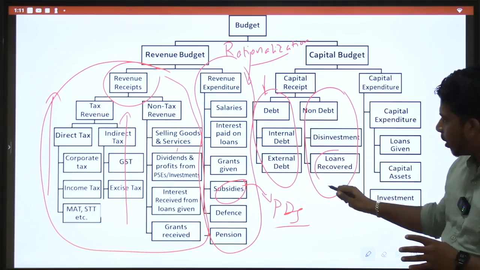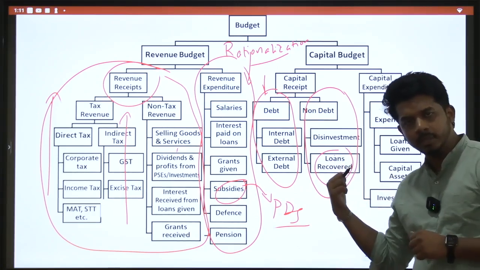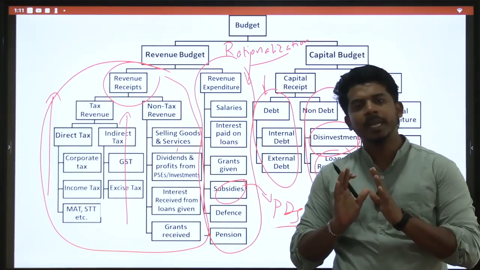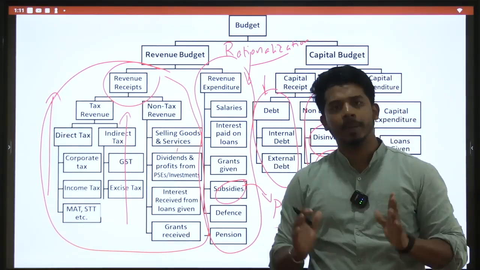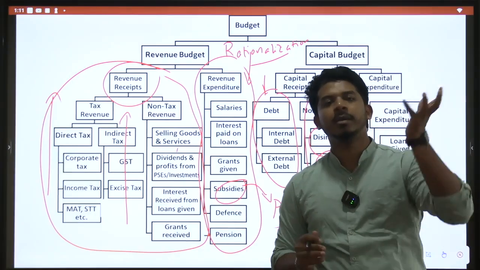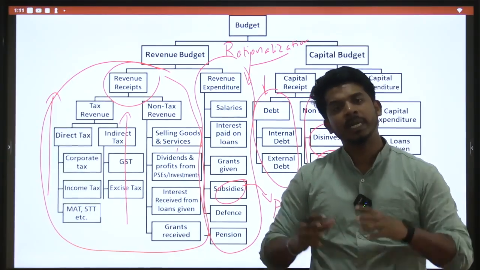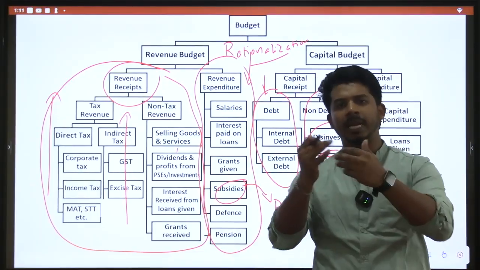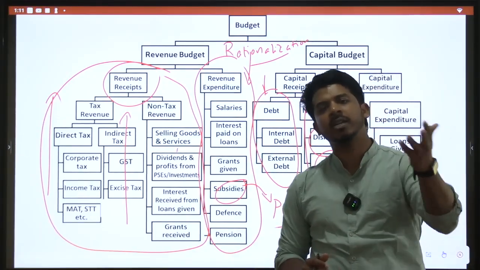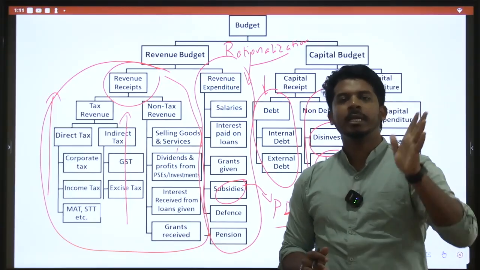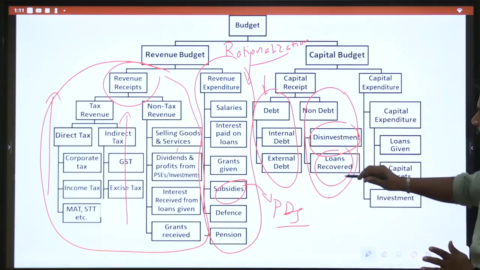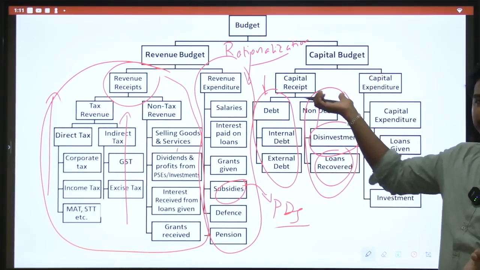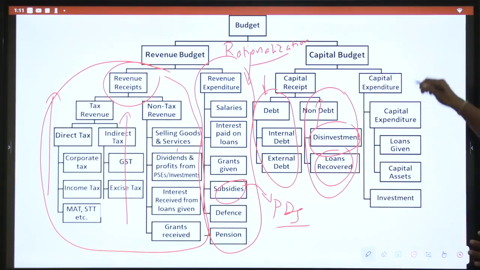If I have given loans to anyone, I need to recover them. Then disinvestment. Good companies I don't want to sell. Government has many public sector enterprises, but if a public sector enterprise is fully in losses, running in losses every year, maybe it is good to sell it. Maybe it is good to earn revenue from it. Maybe it is good to disinvest it. So here also you can increase the non-debt capital receipts.